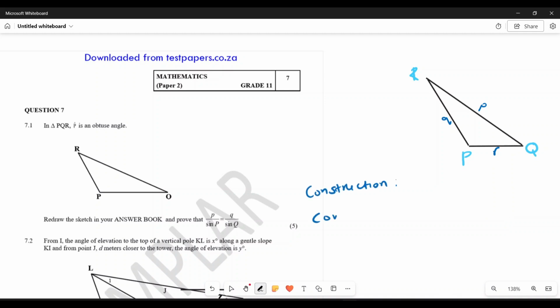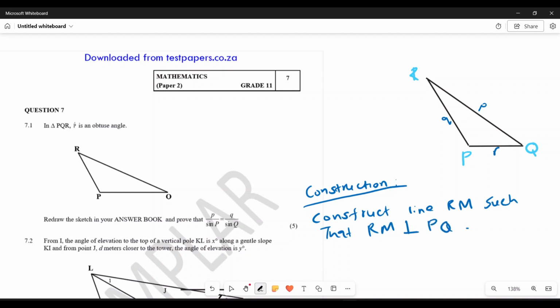Now, second step, it's construction. So I'm going to construct line RM, right, such that my line RM is perpendicular to my line PQ, right? And I'm also going to join M and P to form a line. So let me go about doing that. So here, this would be my R, this would be my point M. And I said I'm going to join MP. And I said this line RM is going to be perpendicular to this line PQ. So here it needs to be at 90 degrees.